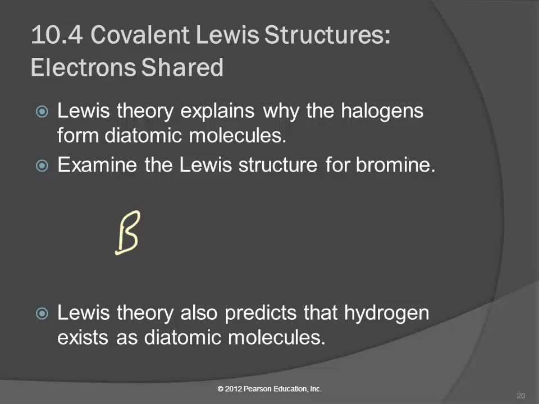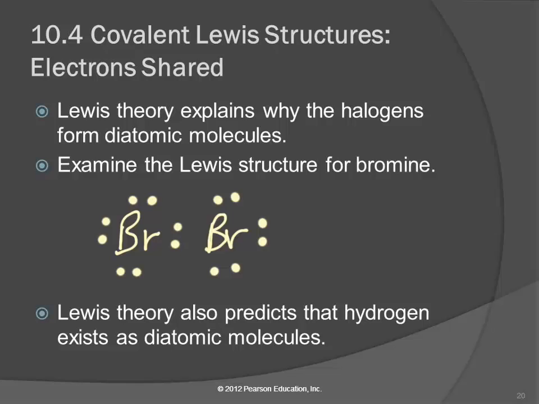So bromine has how many valence electrons? Seven. Is bromine happy? Almost happy, but not quite. What if bromine gets together with another bromine atom and they each share one electron with each other? Now they're both happy. Cooperation. I bet you didn't know that atoms cooperate. Cooperation is a good thing.